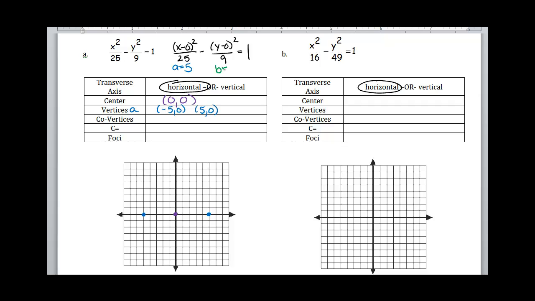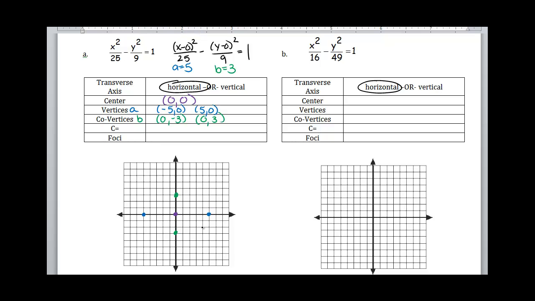Next, b is always going to be the denominator of the second term. And so for the co-vertices, I again want to move from my center the opposite direction of the transverse axis. So that's going to be up and down 3 units to 0, negative 3 and 0, 3. Now, just like before, I would highly recommend that before you figure out c in your foci, you go ahead and actually draw the hyperbola in.